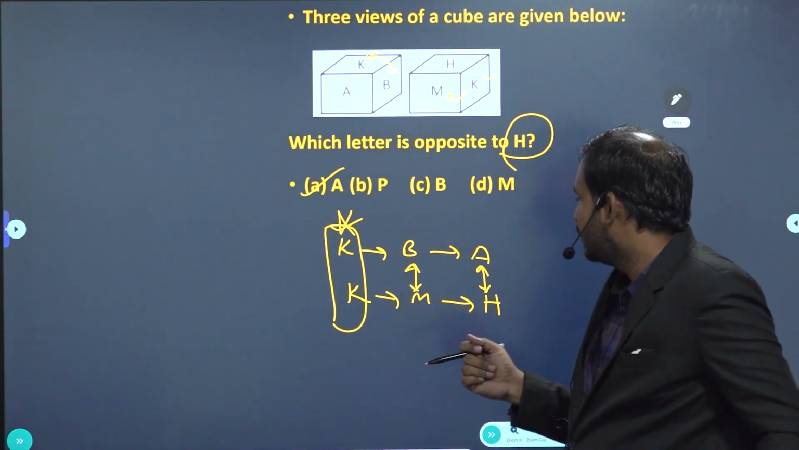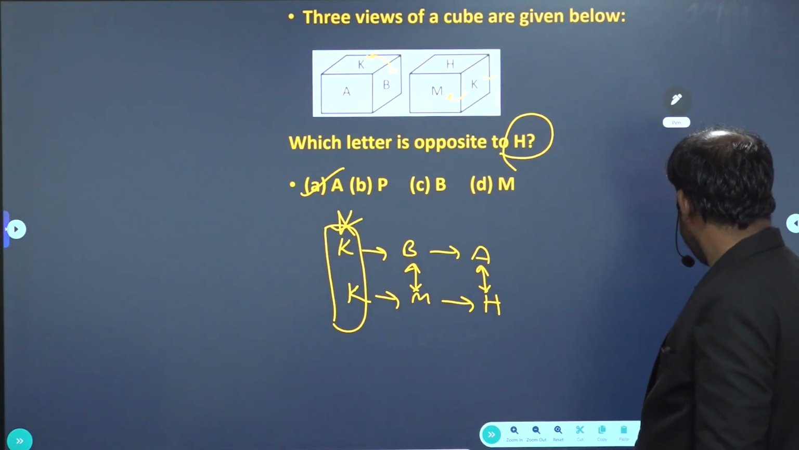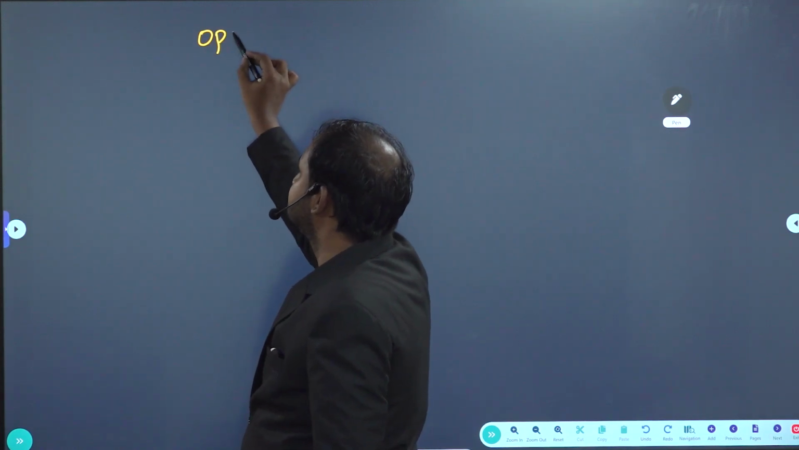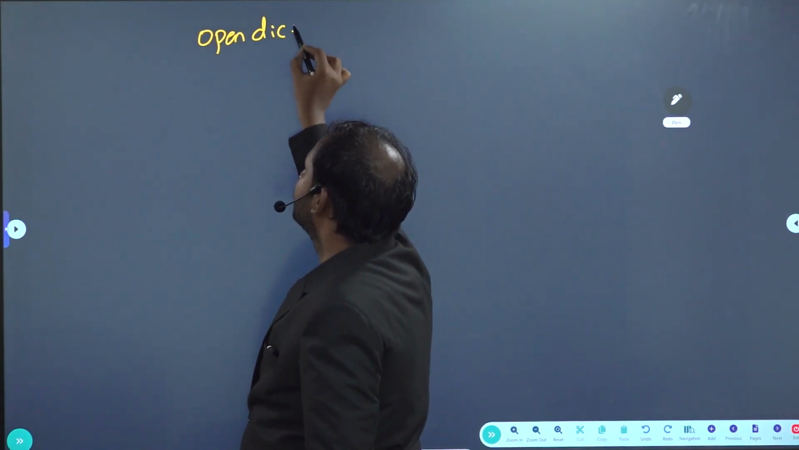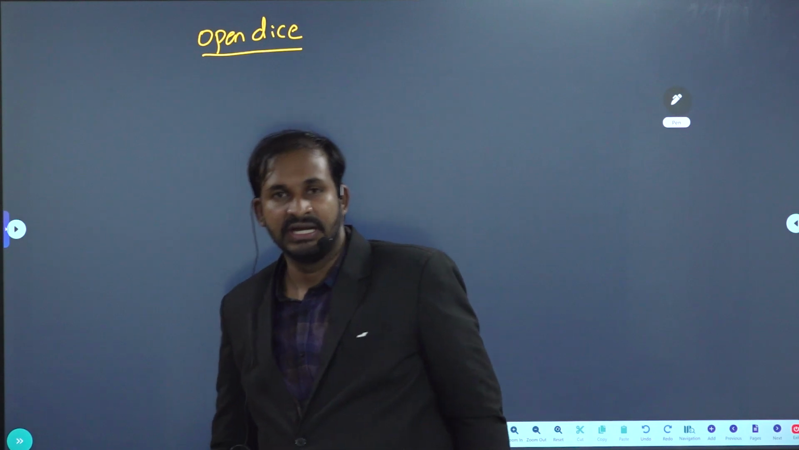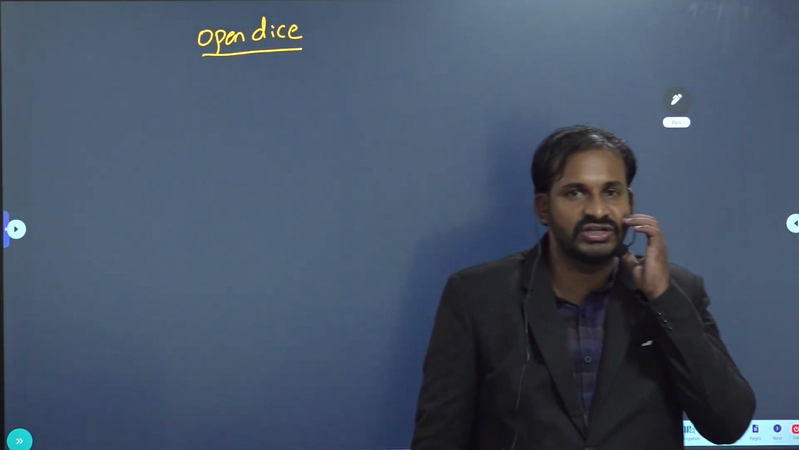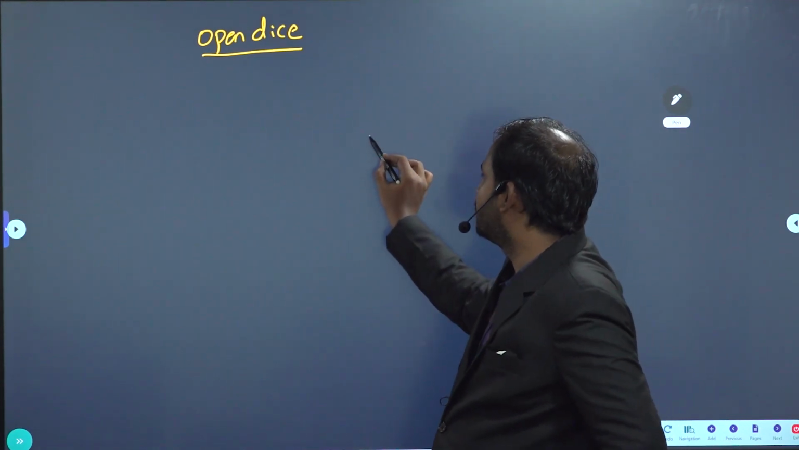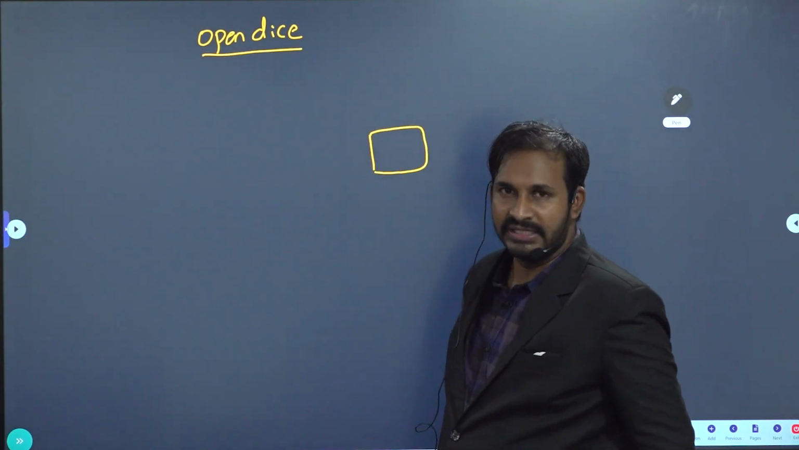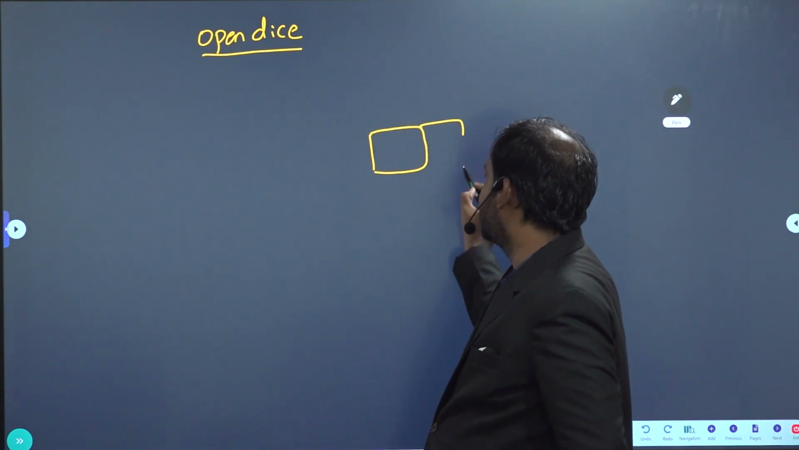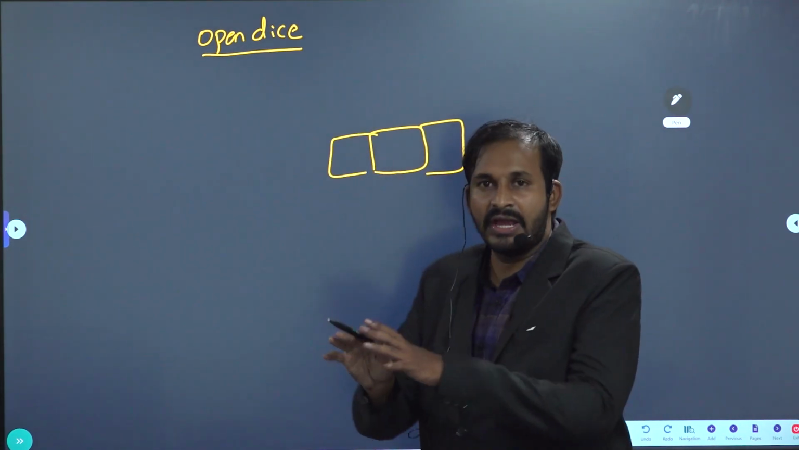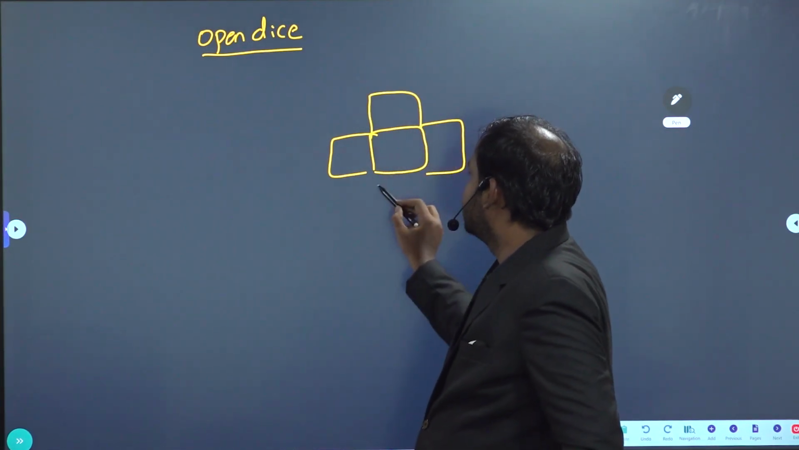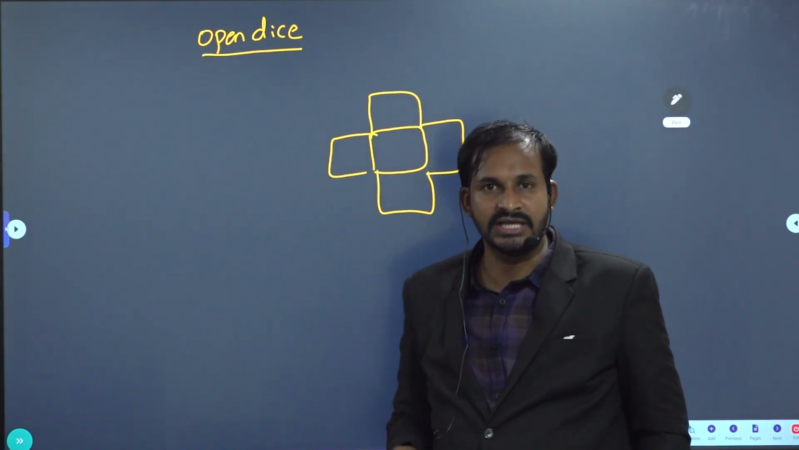Okay, right? Next, in this dice concept only, we have one more thing, that is open dice. Dice are of 2 types: one is closed dice and the other one is open dice. Now what is this open dice, sir? Very simple. Assume this as a base, and these are 4 sides of the dice. That means now I am opening the dice. These are 4 sides.